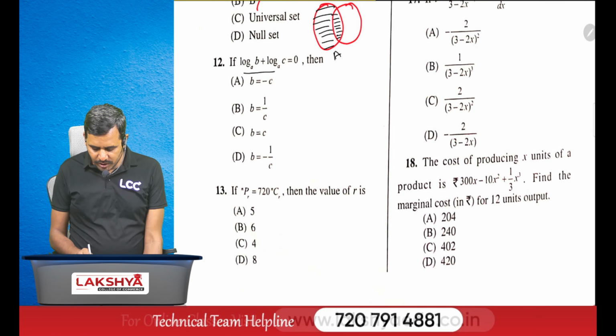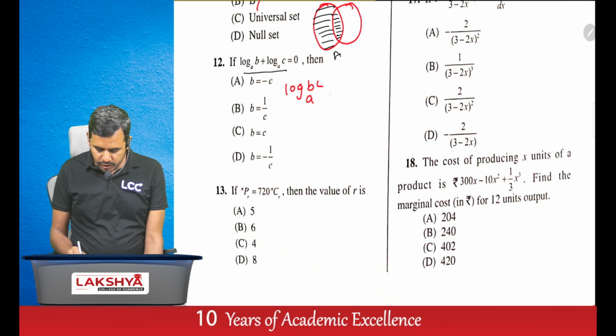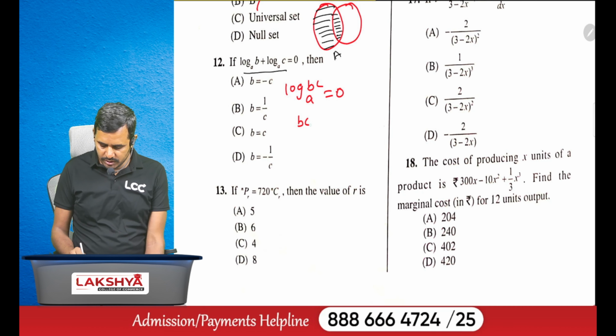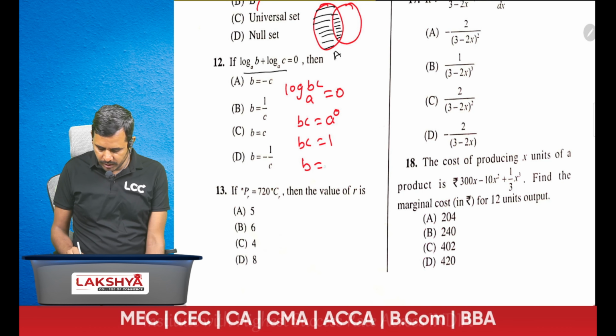Next, see problem number 12. See, two logarithms are connected by a plus symbol. Okay, then we write it as a product. That means logarithm of BC to the base A is equal to 0. Hence BC is equal to A power 0. Hence BC is equal to 1. Therefore B is equal to 1 by C. Hence the right answer is B.